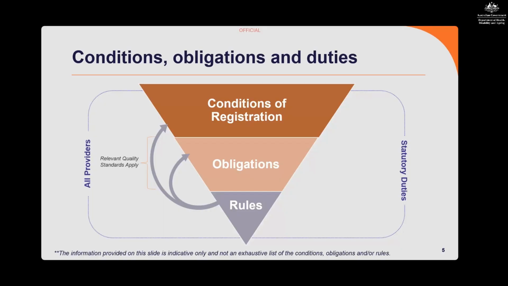All providers must meet conditions, obligations and duties, even if those services are subcontracted or delivered by an associated provider. This means you can't contract out your regulatory obligations. If your organisation receives a subsidy for a service directly from government, you as a registered provider are responsible for meeting the relevant requirements, even if you engage another organisation to assist in the delivery.